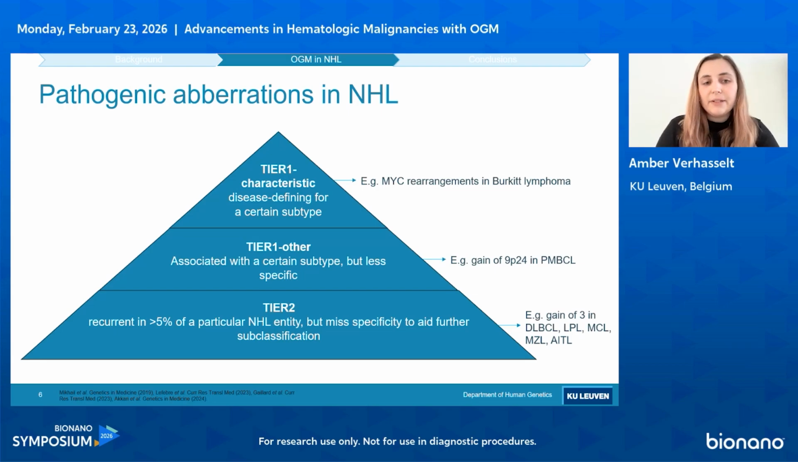And then lastly, there are the tier 2 aberrations. These are recurrent in a particular NHL entity, but they can also occur in other entities, meaning they don't really help us to subclassify a certain case. One good example of this is the gain of chromosome 3 in many different non-Hodgkin lymphoma entities.